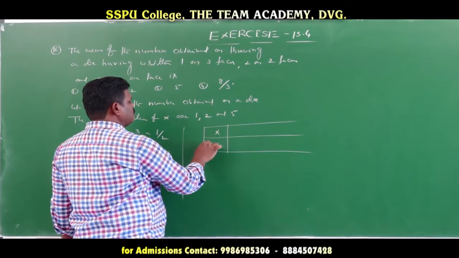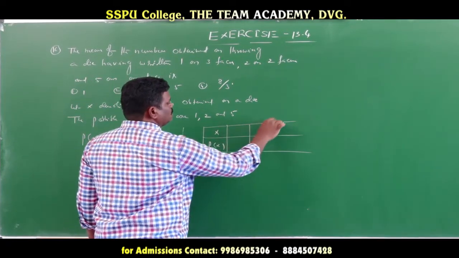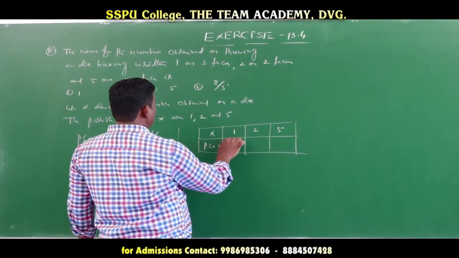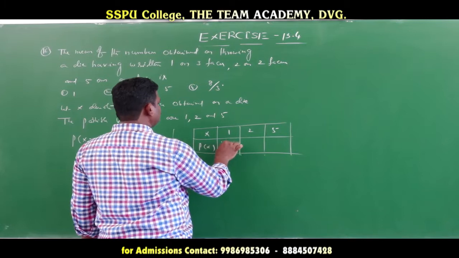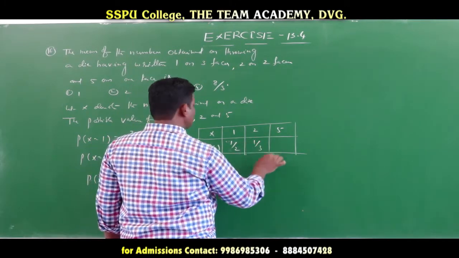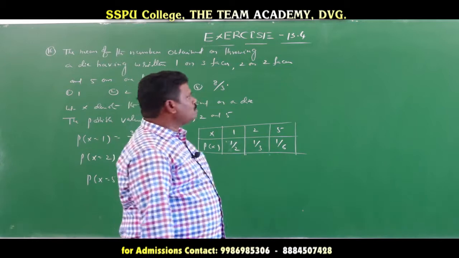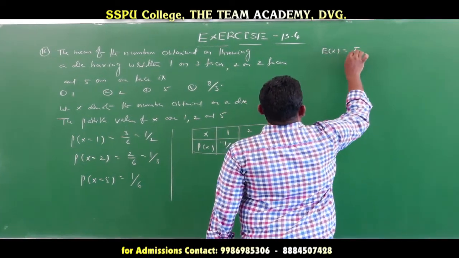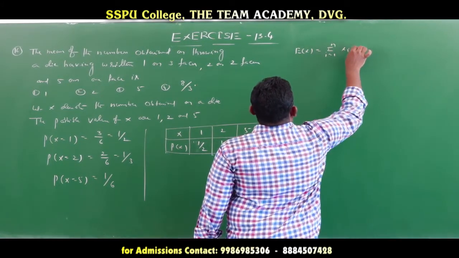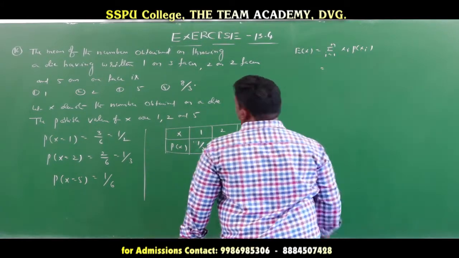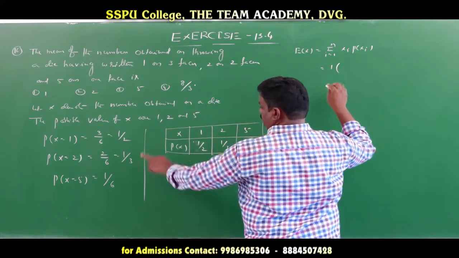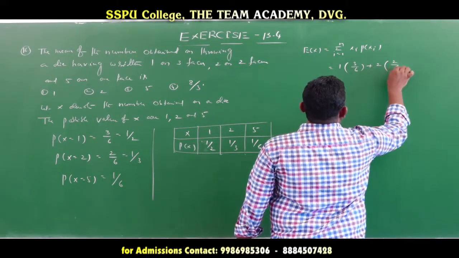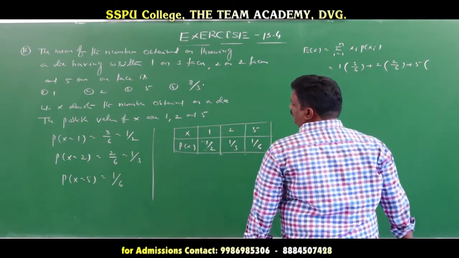So this is the x value and probability of x value. Here 1, here 2, here 5. So for 1 the corresponding value is 3 by 6 or 1 by 2. Next value 1 by 3. Now this value 1 by 6. Now what do we do here? Expectation of x or mu is equal to sigma i equals 1 to n of xi into probability of xi. That is equal to 1 into 3 by 6, plus 2 into 2 by 6, plus 5 into 1 by 6.